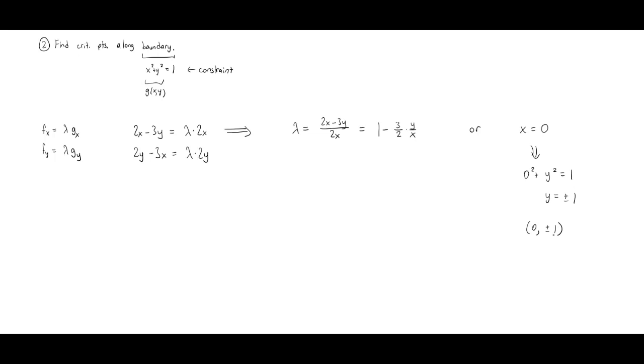Now I'm going to do something similar with the second equation as well. In the second equation, I can divide everything by 2y. So I'll get lambda is 2y minus 3x over 2y. Here it looks like I can simplify similarly: 1 minus 3 halves, but this time it's x over y.